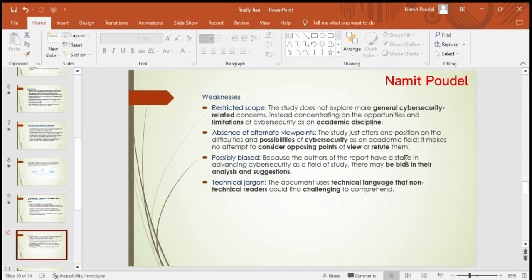The weakness of my research paper is its restricted scope. The study does not explore more general cybersecurity related concerns, instead concentrating on the opportunities and limits of cybersecurity as an academic discipline. And also, because the authors of the report have a stake in advancing cybersecurity as a field of study, there may be bias in their analysis and suggestions. To fill such a gap, I am doing more research based on cybersecurity in software engineering.